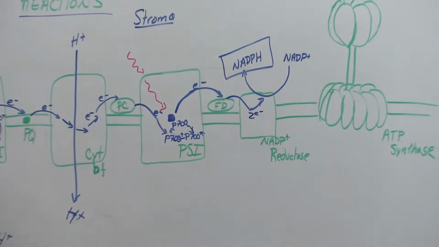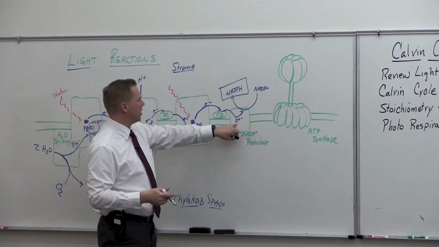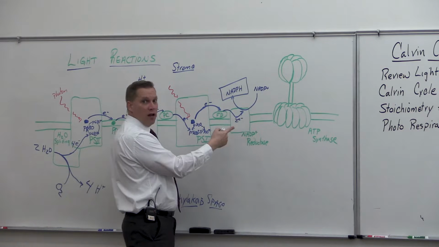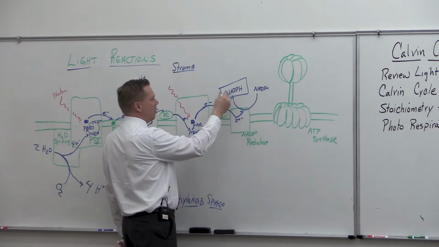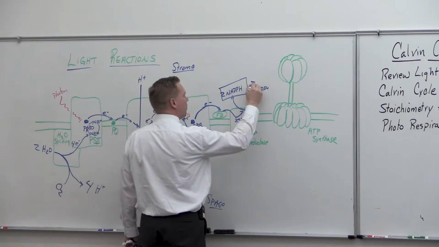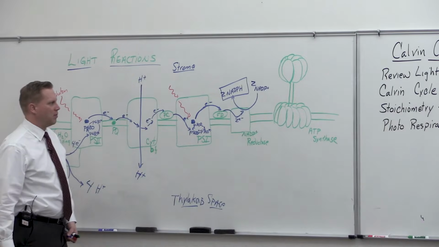Remember, we started over here with 4 electrons. So as we're passing them through, 2 will collect and make 1 NADPH, and then the other 2 out of those 4 will come through and be used to make a second NADPH. So that's a little bit about the amount of NADPH we make.